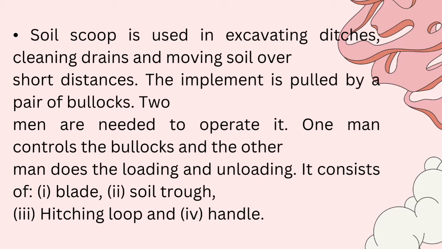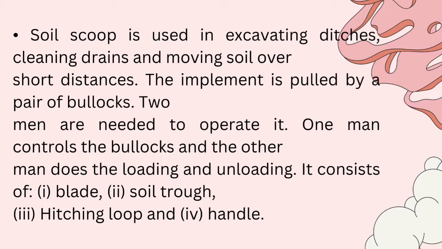The implement is pulled by a pair of bullocks. Two men are needed to operate it. One man controls the bullocks, and the other man does the loading and unloading. It consists of blade, soil trough, hitching loop, and handle.